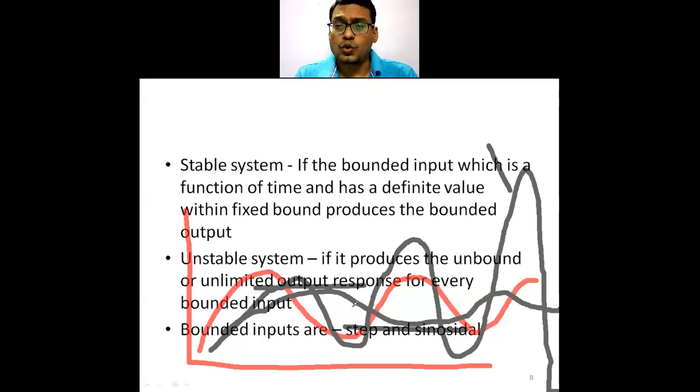So there are two responses for a single input. For a single bounded input, we are having two responses. One is stable, which is within certain limits, that is called the bounded output, and the second is unstable, that means it is the unbounded output you are getting. So that is what the stable system and the unstable system are.